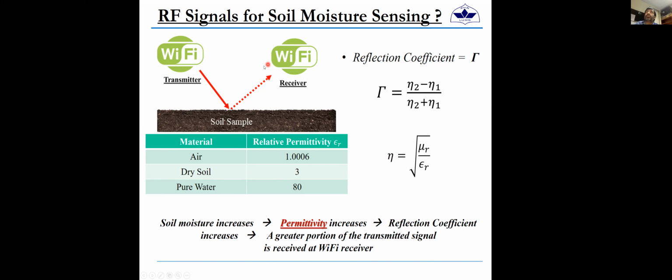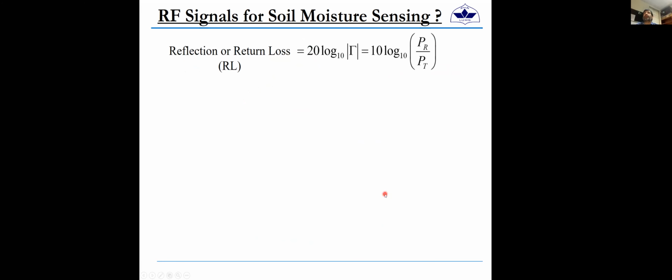Okay, so the signal that is coming here onto the receiver, as soil moisture increases, the power of this signal will start increasing. That is the thing we will be able to sense, and from that we will find out what the soil moisture content is. But let's take this reflection coefficient here. This reflection coefficient is really related to soil moisture as I have described. Now let's take this reflection coefficient and take its logarithm.